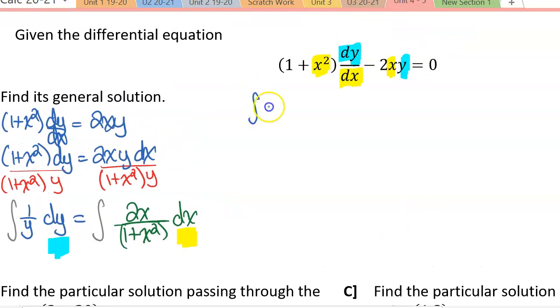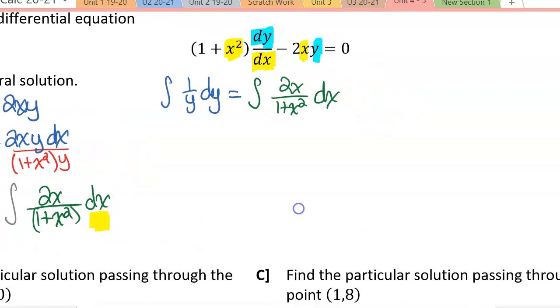Alright, so let's start. We've got the integral of 1 over y dy, nothing weird there, we can do that, no problem. We're going to do the integral of 2x over 1 plus x squared dx. We're going to have to do some u substitution here. So let u be 1 plus x squared. Derivative du/dx is going to be 2x. I'm just going to move that dx up. So du equals 2x dx.